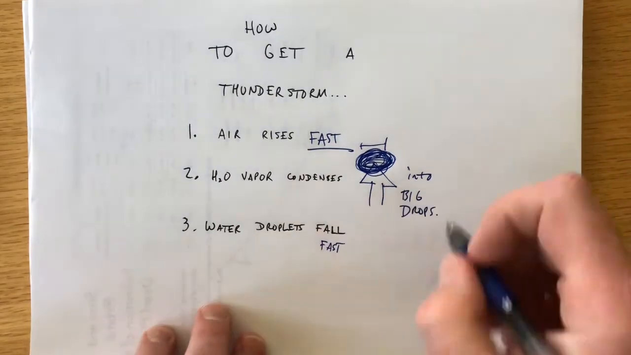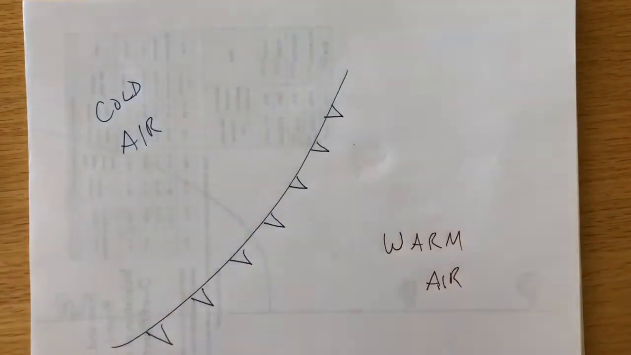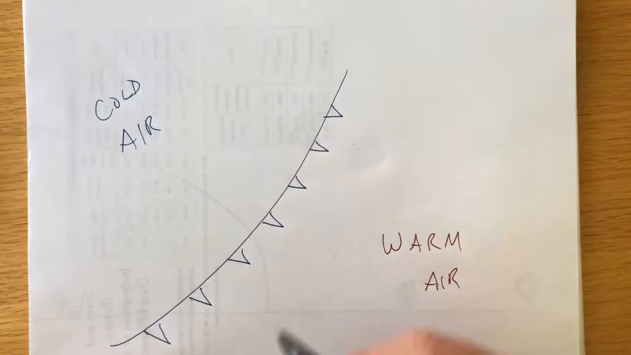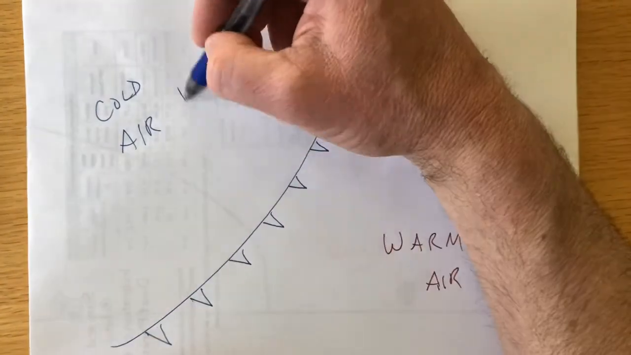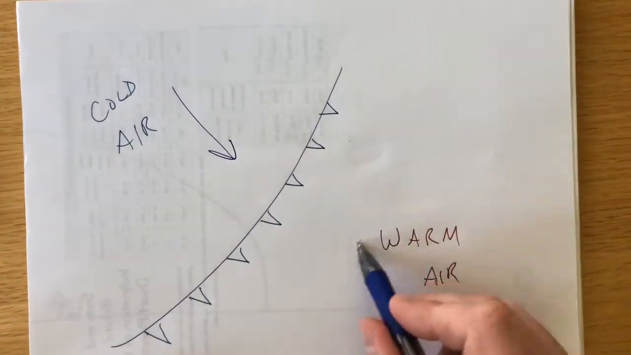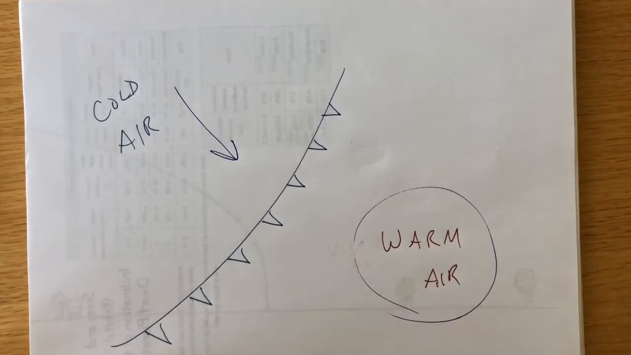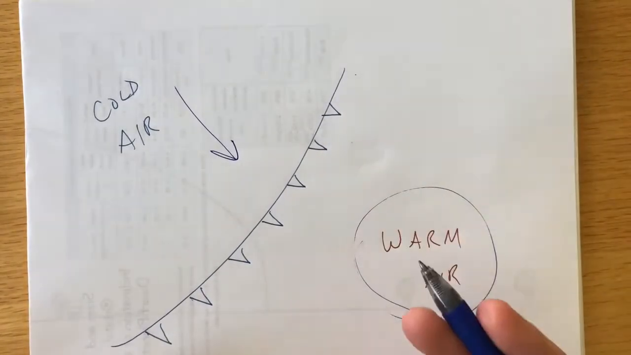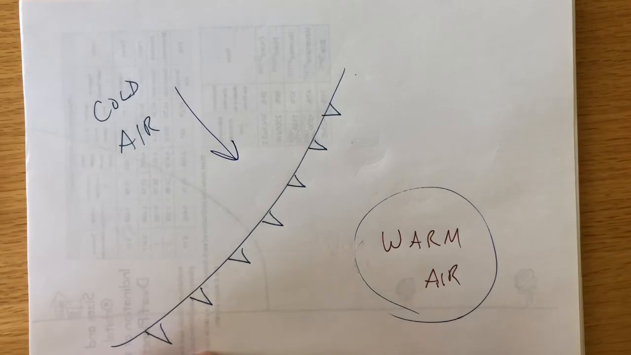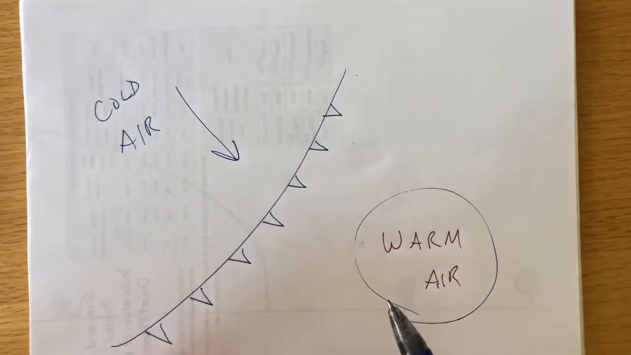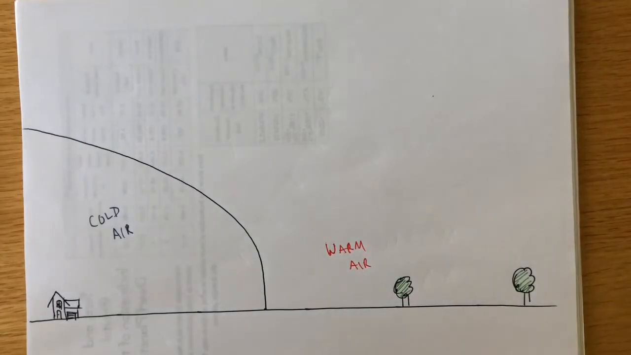So, to get these conditions to happen, the most common place is, here's our friendly cold front. Again, a cold front is when you have cold air pushing in on the warm air that's in front of it. And along this edge, what we're gonna see again is that the air is gonna go up fast, condense fast, and then fall fast, which is the recipe for a thunderstorm. So, quick reminder from last week.